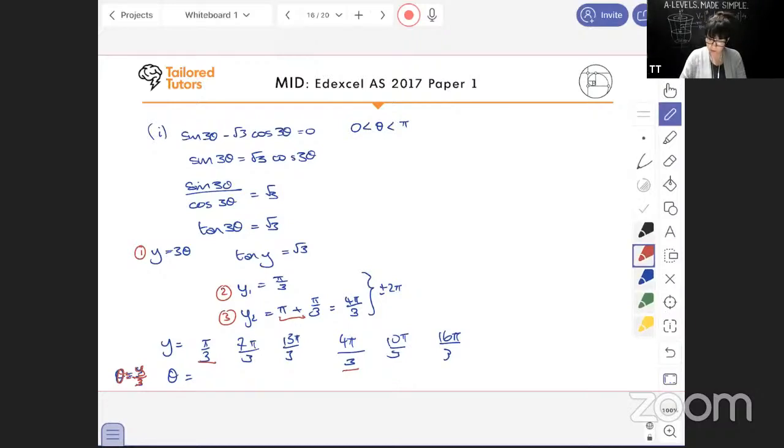So dividing by 3 is the same as multiplying the denominator by 3. So I get pi by 9, and I get 7 pi by 9, and I get 13 pi by 9, and I get 4 pi by 9, and I get 10 pi by 9, and 16 pi by 9. And I only want the ones between 0 and pi. So I don't want you, you're too big, and you're too big, and you're too big, and then that's the solutions.